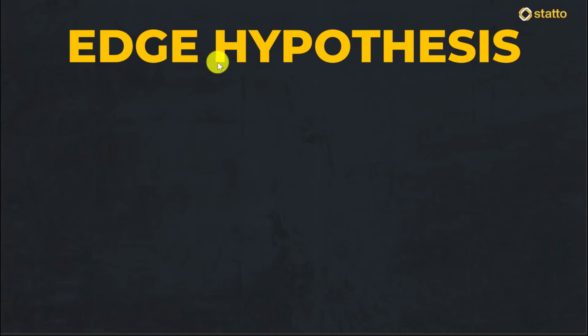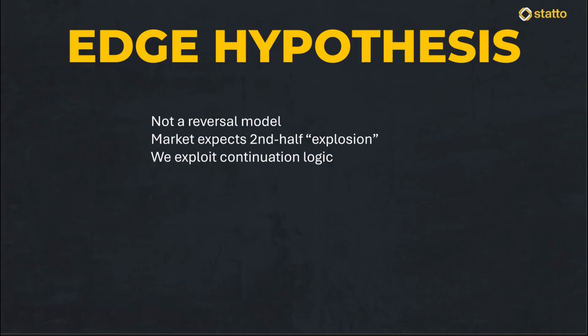Before we look at the specific filters, we have to understand the logical foundation of why the SHOG system actually works. The SHOG system stands for second half one goal, since we only need one goal to be scored in the second half to win. And in the football market, there is a common psychological bias where bettors expect a reversal in the second half, meaning if a game was slow in the first half, they hope it explodes in the second. We take the opposite view. This is a continuation model, not a reversal model.